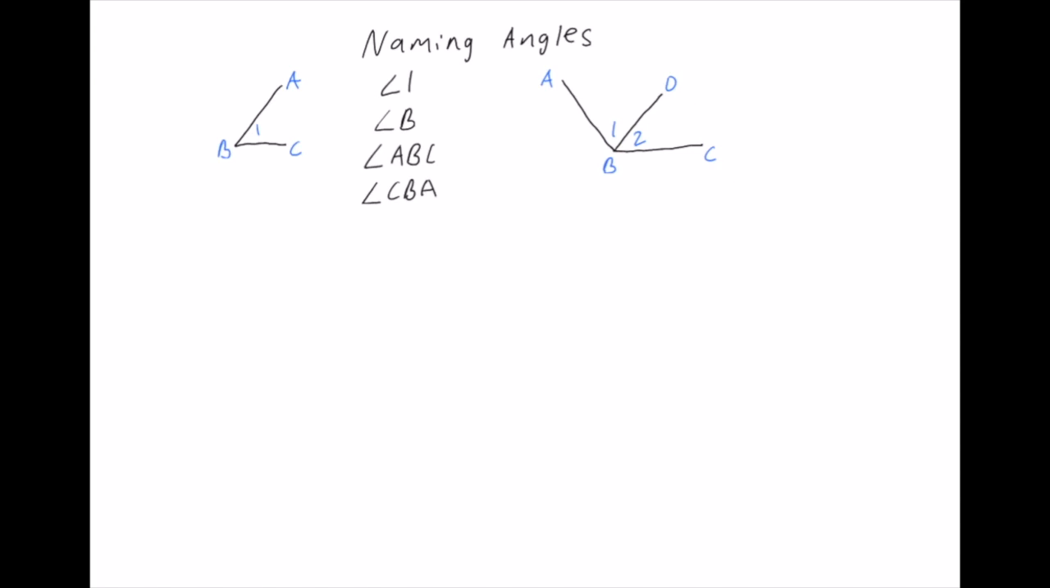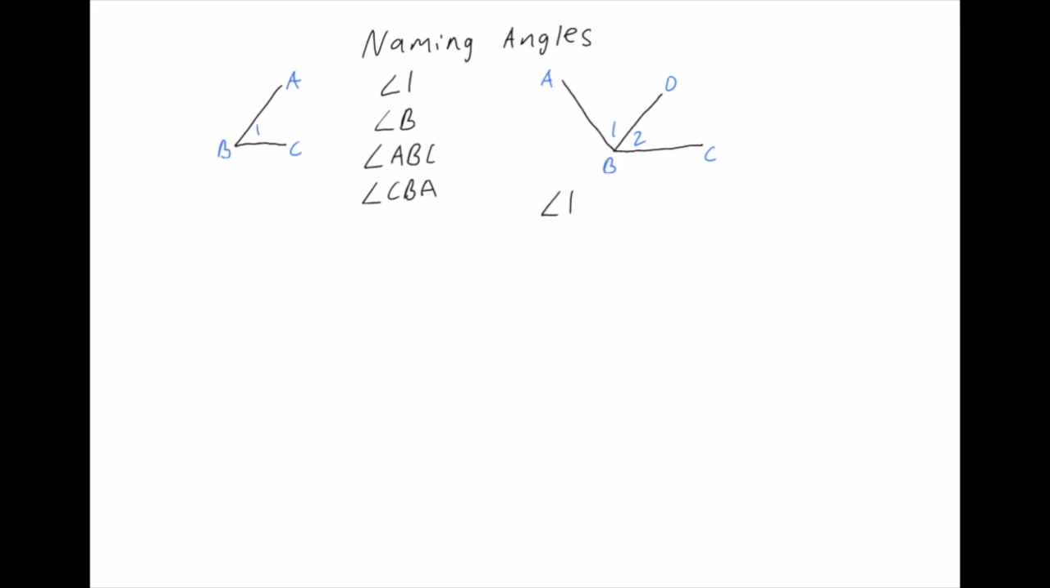Now with this one, we have multiple angles in here. We actually have three angles. We have the two small ones, and then the big one that the two small ones make up. With this one, you can name it with the numbers. So this first one we'll name angle 1, so angle 1 is a possibility.